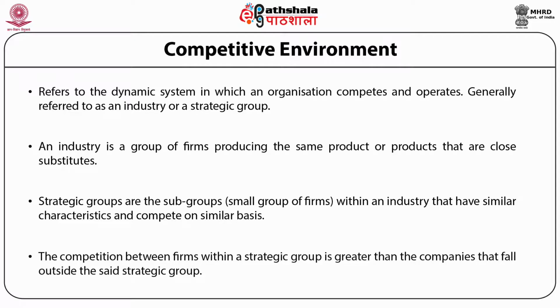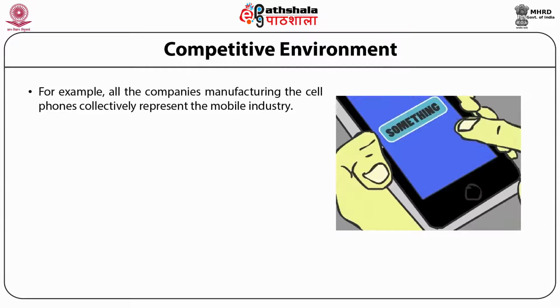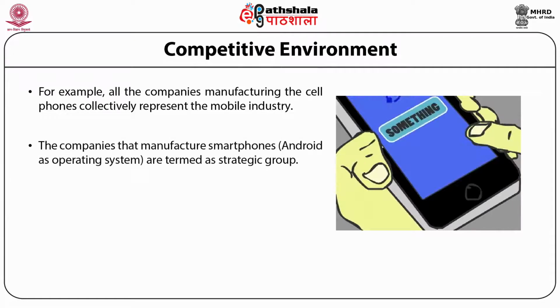The competition between the firms within a strategic group is greater than with the companies that fall outside the said strategic group. For example, all the companies manufacturing cell phones collectively represent the mobile industry, whereas the companies that manufacture smartphones, that is, with Android as the operating system, are termed a strategic group, as they compete on a similar technological platform when compared with the rest of the firms that manufacture first generation cell phones, that is, with Symbian as the operating system. These groups have very little in common and therefore pay little attention to each other when planning competitive moves.